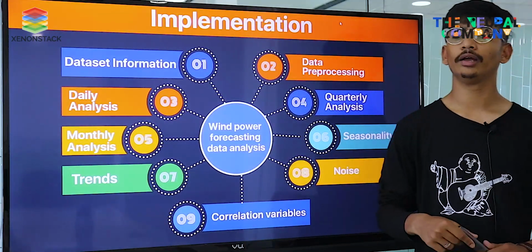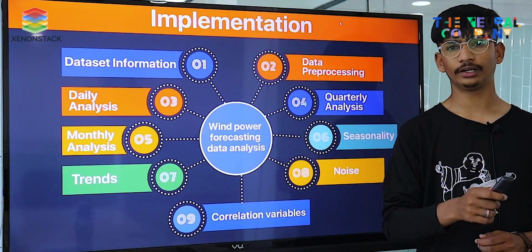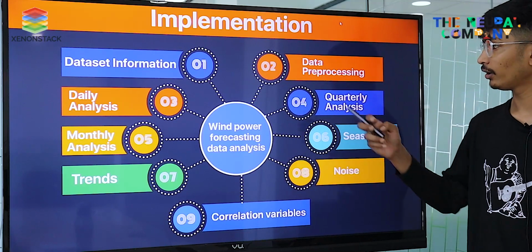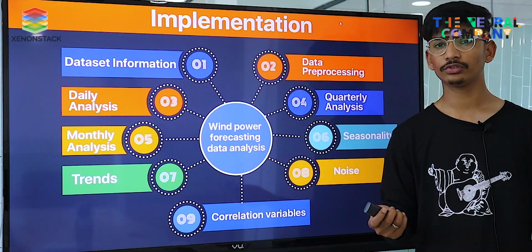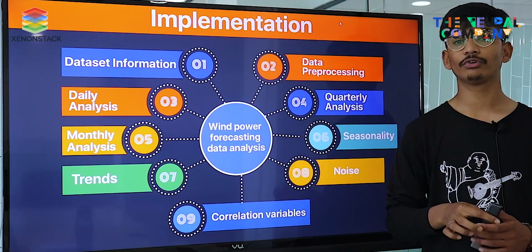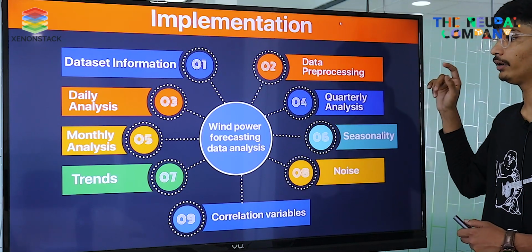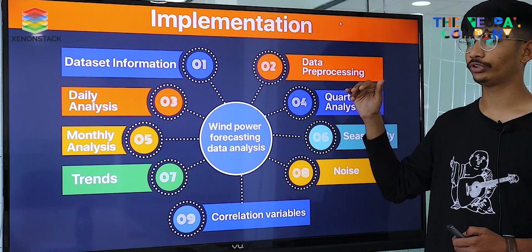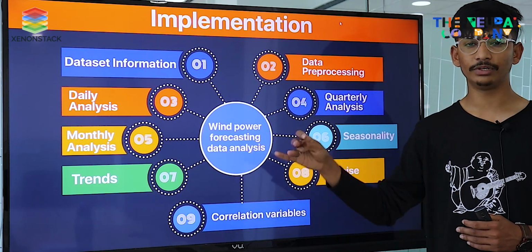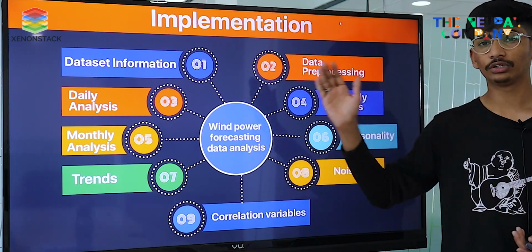Before analysis of any type of data, first we have to pre-process the data so that our analysis is perfect or correct. So in data pre-processing, I have first removed the null values and also removed the duplicate values, and there were also timestamps which were missing. So I have used some method to fill those timestamps, and after handling outliers, null values, missing values and duplicate values, my dataset is ready for the analysis.